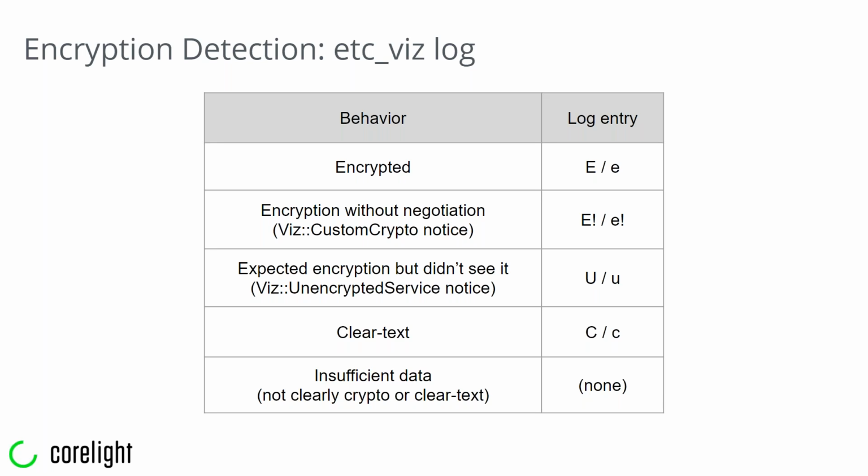And then as we work our way down, you'll notice U indicates something where we expected encryption, but there was none. So for instance, if I'm looking at port 443 and I'm seeing clear text, obviously I would expect something encrypted. That's worthy of note as well. And then finally, for instance, with HTTP traffic, you might just see C to indicate clear text. So this is doing a statistical analysis of that traffic to help identify whether it's encrypted, whether it's clear text, and what we see in that handshake.